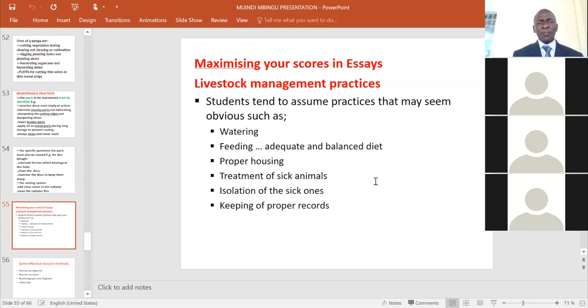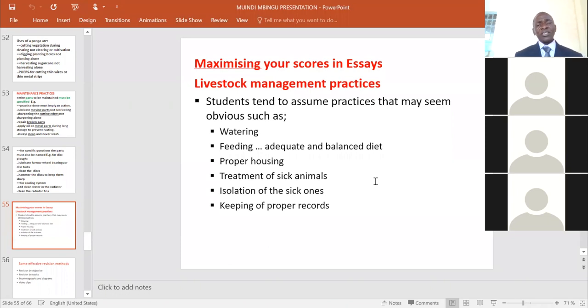Now, feeding is a marking point. However, as a candidate, you can qualify it and get more marks by saying adequate and balanced feeding of livestock, feeding of poultry. But you also get more marks by giving a specific example of a feed material that is used to feed the livestock in question. For example, layers mash, if the question is on layers.